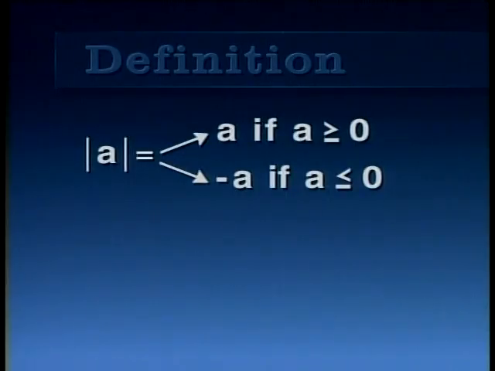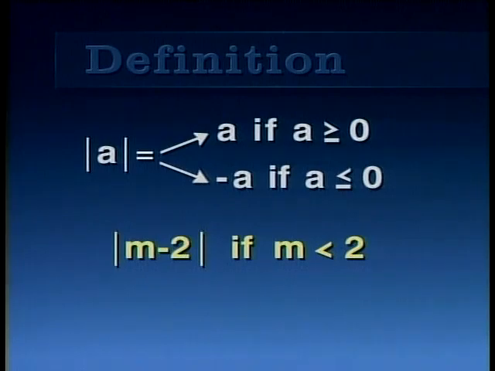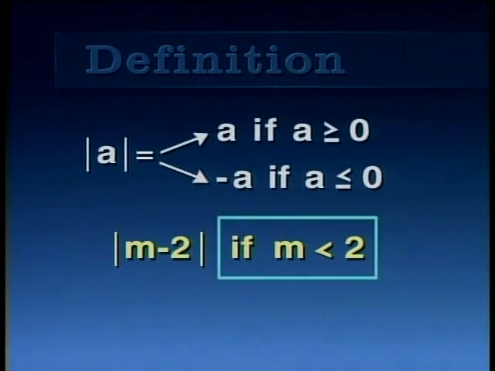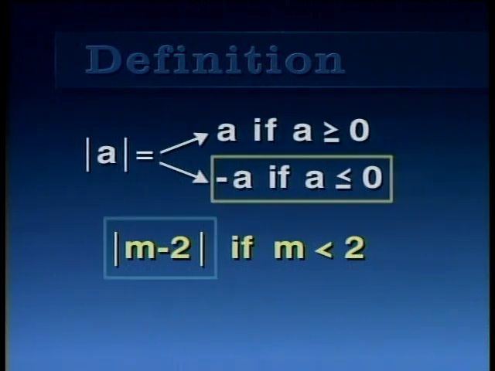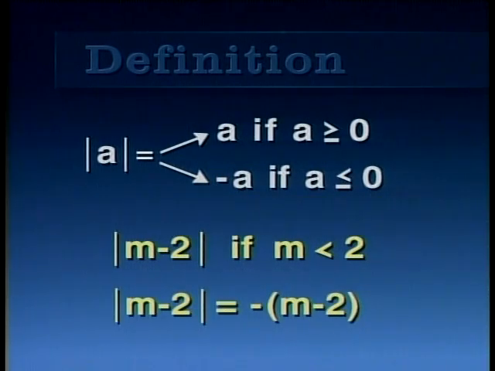The definition of absolute value comes in handy when we have variables within the absolute value bars. For instance, how would we find the absolute value of the expression m minus 2 if we know that the value of the variable m is less than 2? Well, if m is less than 2, then the quantity inside the absolute value bars has to be less than 0, because 2 minus 2 is 0. So using the second part of our definition, we can write the absolute value of m minus 2 equals negative the quantity m minus 2. This equals negative m plus 2, or 2 minus m.